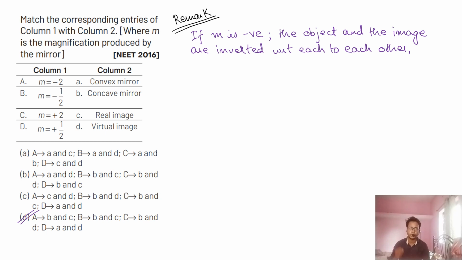that means both the object and image are of the same nature. So if the object is virtual, the image is virtual. If the object is real, the image is real.